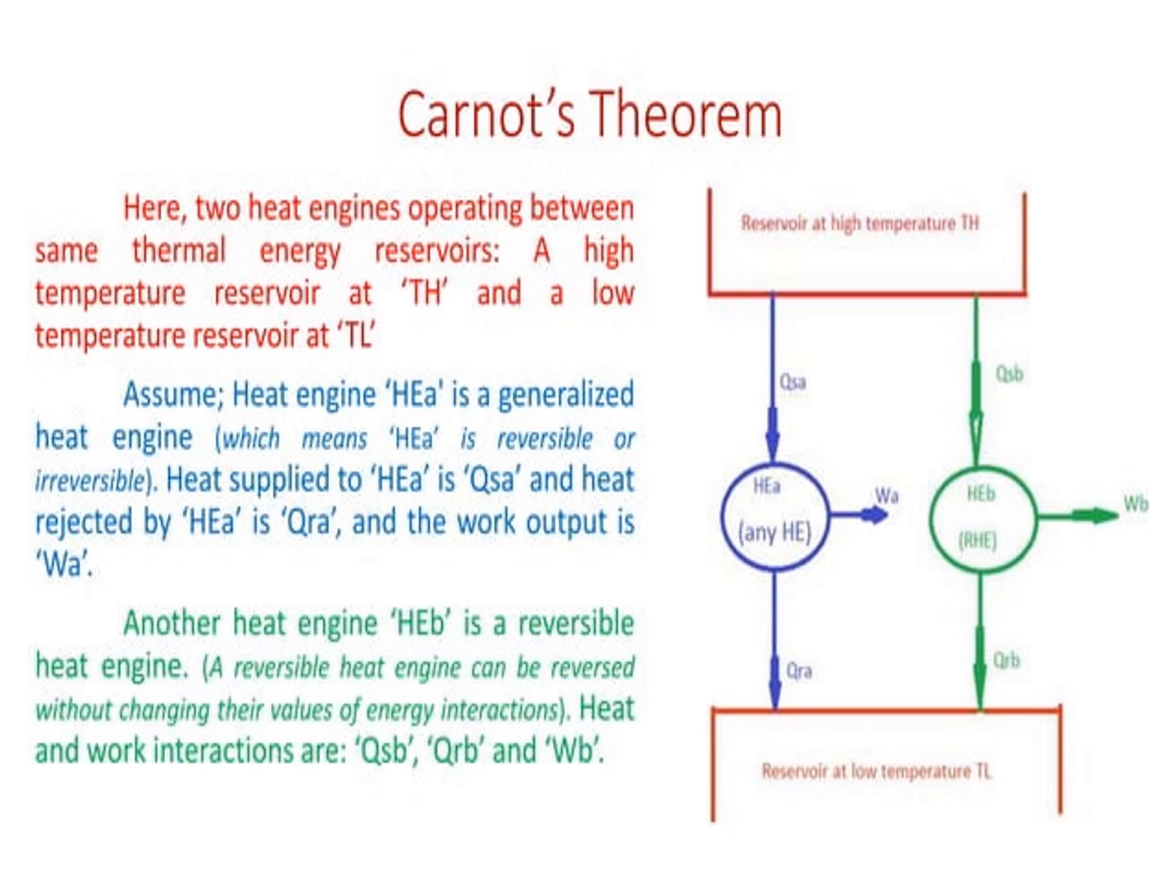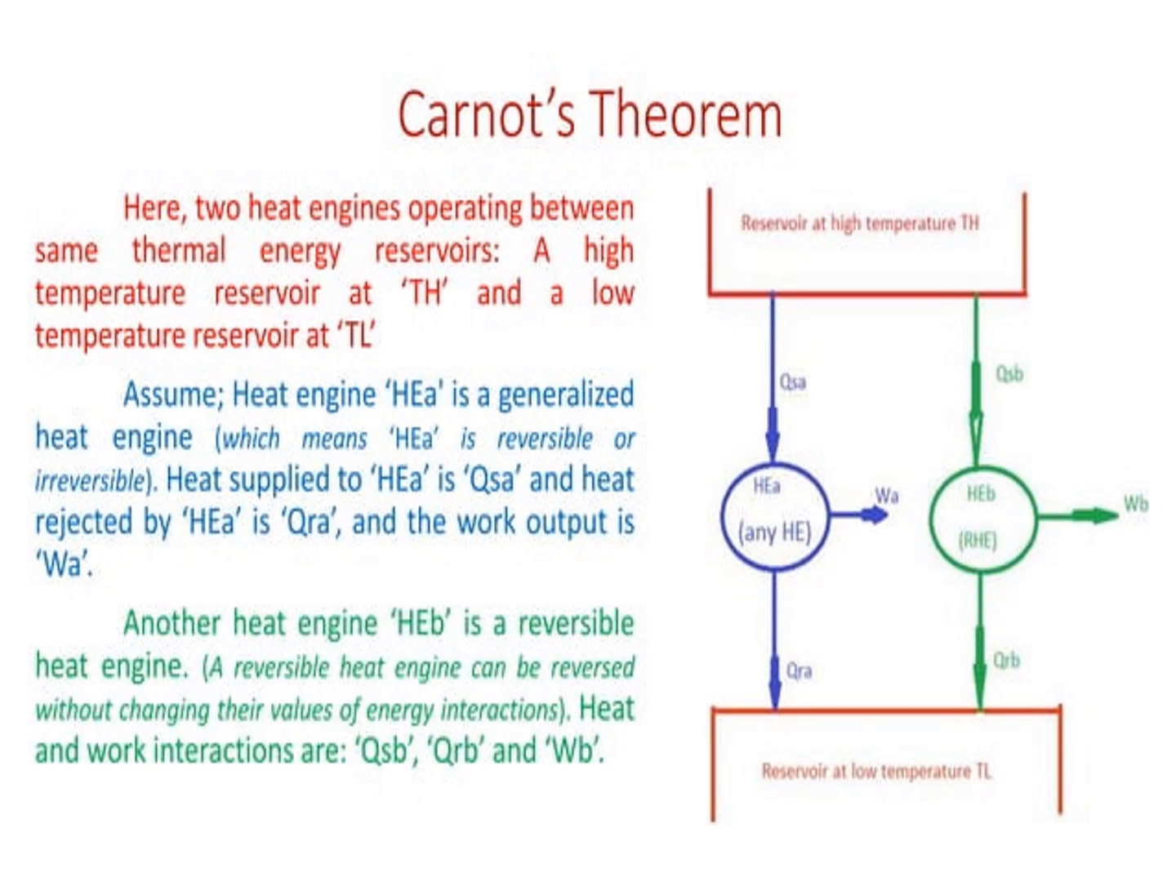In this case, we say that the reversible engine is more efficient than the irreversible engine. So the statement is: no heat engine operating in a cycle between two constant temperature reservoirs can be more efficient than a reversible engine working between the same two reservoirs. That is, no engine is more efficient than a reversible engine. This is the first theorem he mentioned.